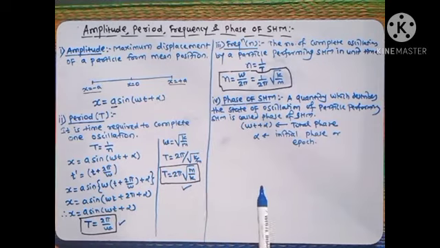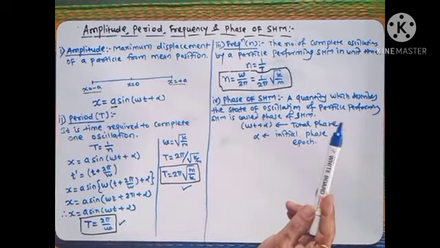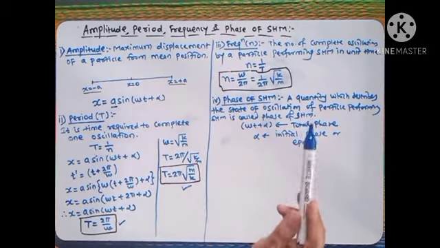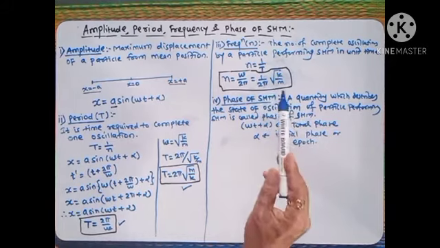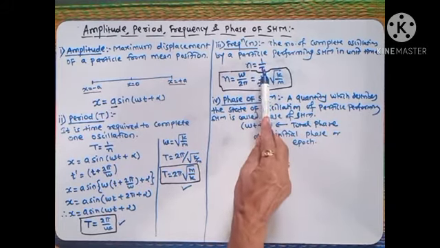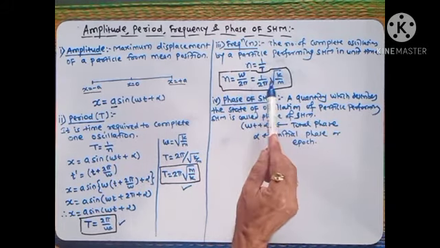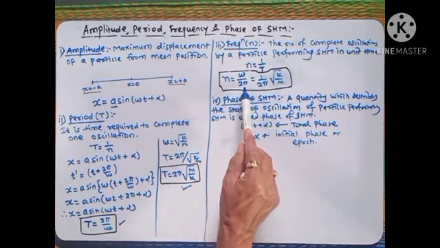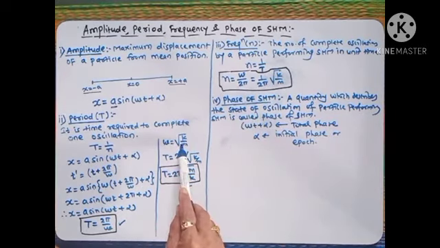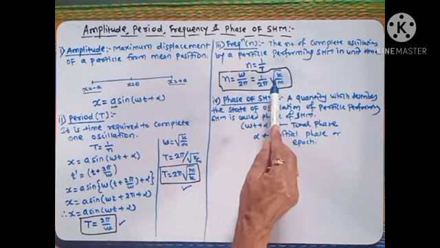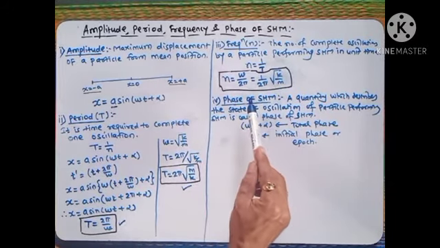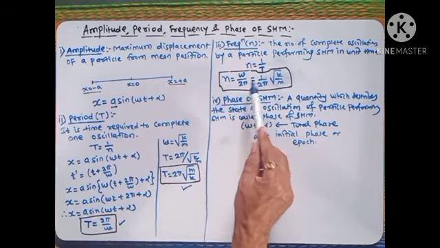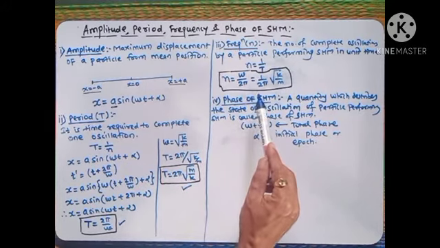Now we consider the third definition, frequency denoted by small n. The number of complete oscillations by a particle performing SHM in unit time. In unit time, how many oscillations are performed by the particle? We call it frequency. And also, frequency is the reciprocal of periodic time. n equal to 1 upon T, n equal to omega upon 2 pi. We put the value of omega, root k by m. Therefore 1 upon 2 pi root k by m. This is the formula for frequency.